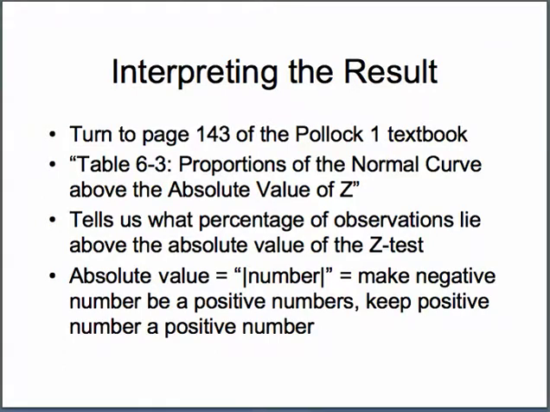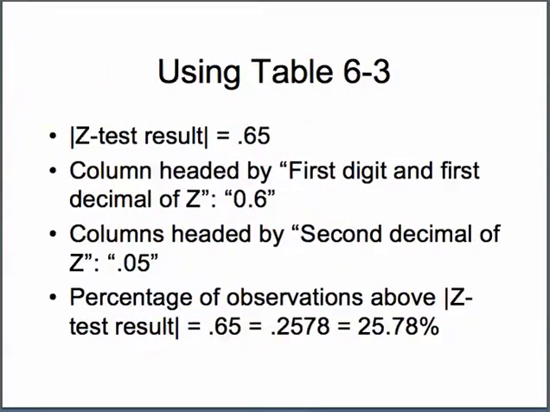To create an absolute value of any number, simply make the number a positive number. So our z-test result of minus 0.65 in absolute terms is 0.65. What percentage of observations lie above 0.65? To use Table 6.3 correctly, look at the column on the far left of the table, headed by first digit and first decimal of z.